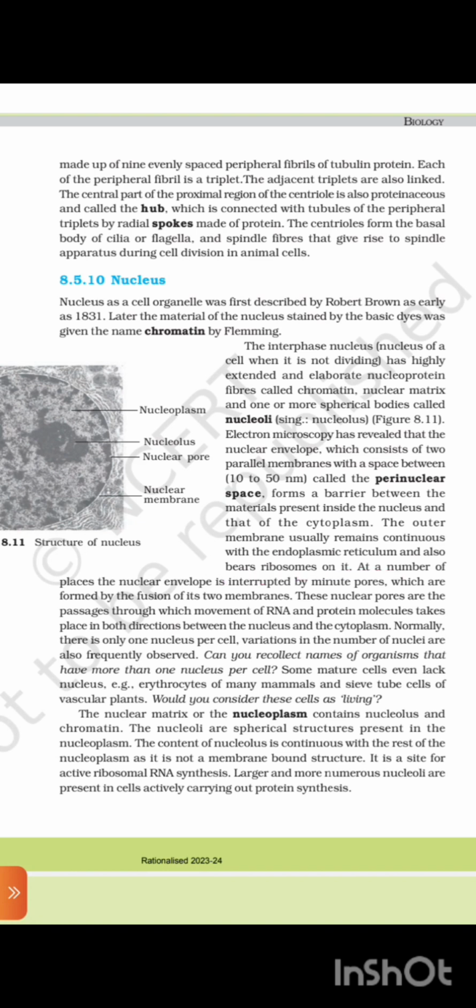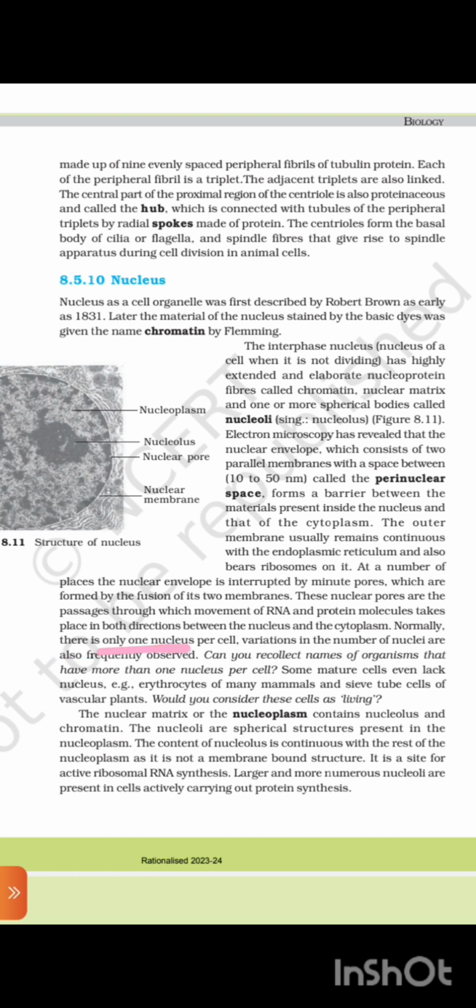The outer membrane usually remains continuous with the endoplasmic reticulum and also bears ribosomes on it. At a number of places the nuclear envelope is interrupted by minute pores, which are formed by the fusion of its two membranes. These nuclear pores are the passages through which movement of RNA and protein molecules takes place in both directions between the nucleus and cytoplasm.